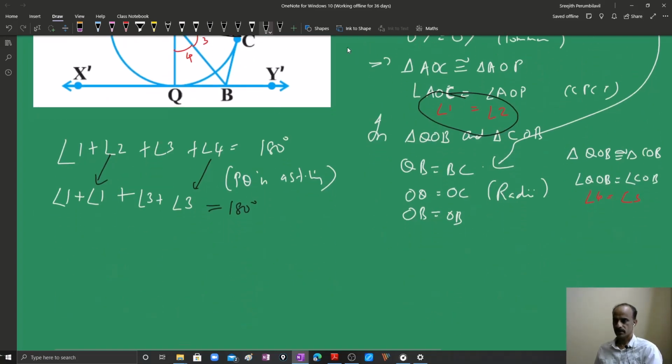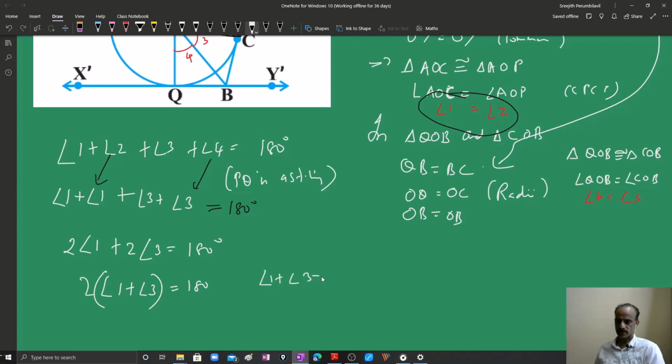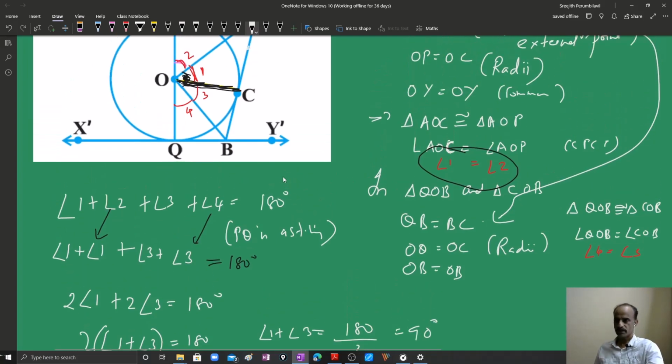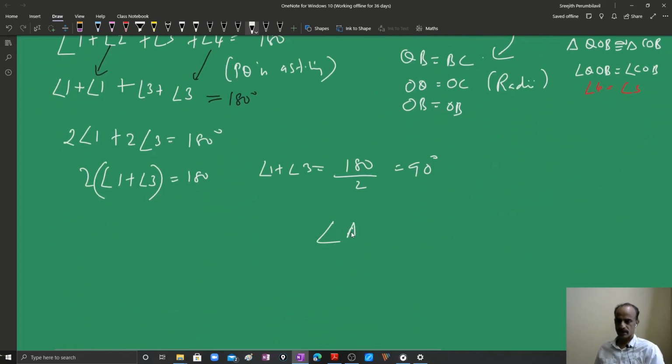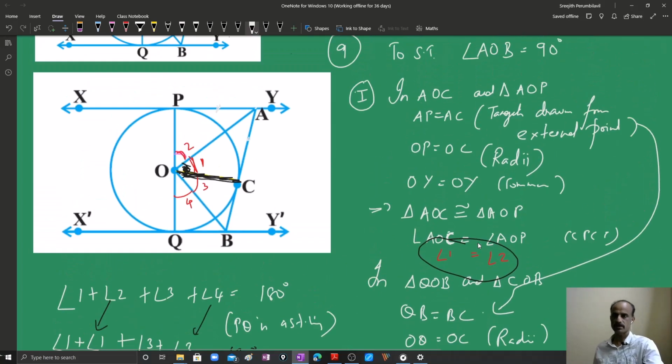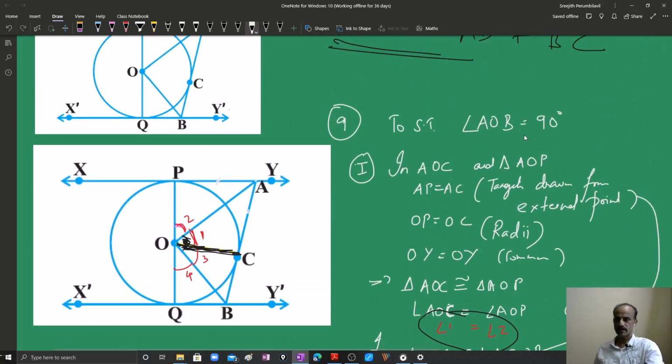This means that 2 times angle 1 plus 2 times angle 3 is equal to 180. Or angle 1 plus angle 3 is equal to 180 by 2, that is equal to 90 degrees. What is 1 plus 3? 1 plus 3 is nothing but AOB. That is, angle AOB is equal to 90 degrees. That is what you have been asked to prove.